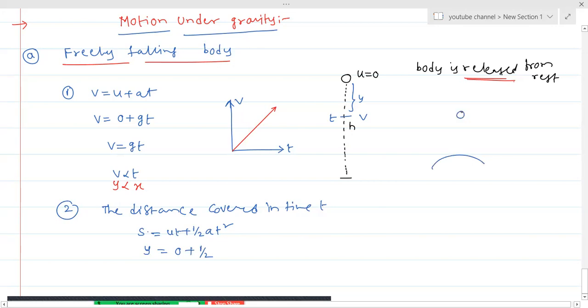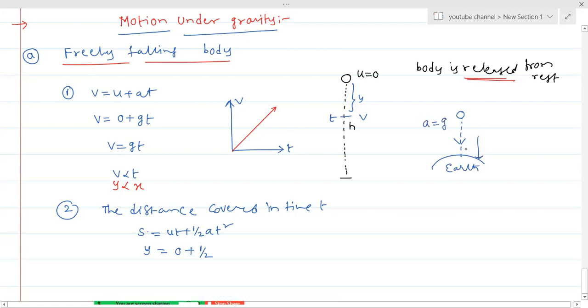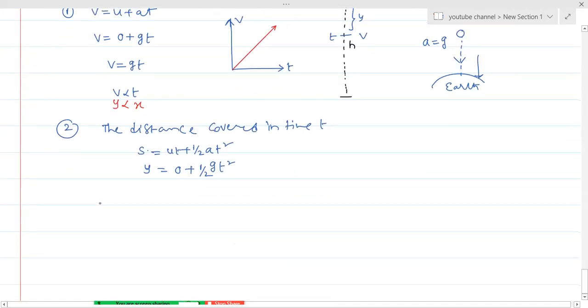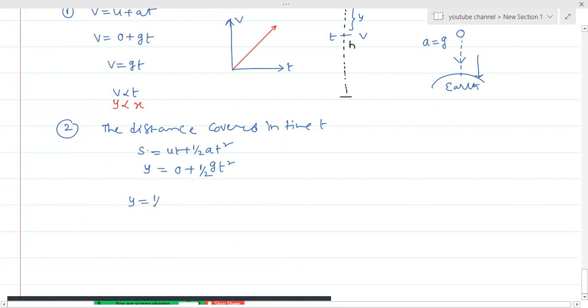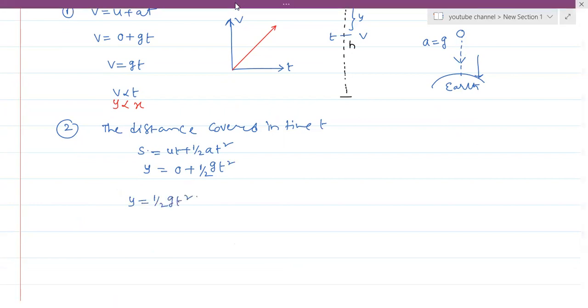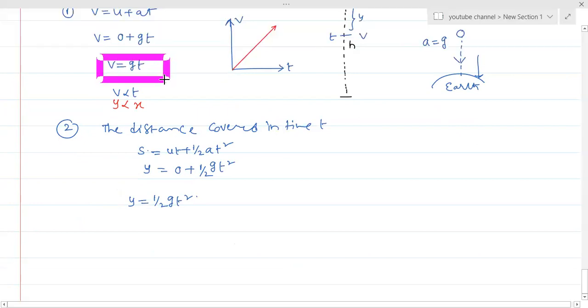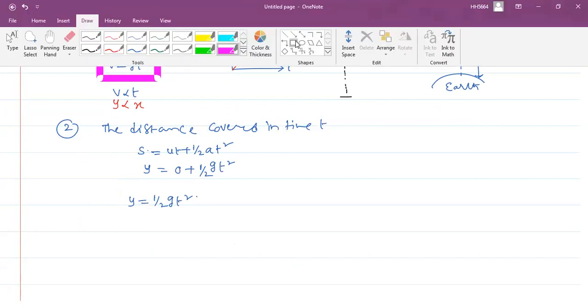So in the case of a freely falling body, we have a convention that if the body is moving in the direction of earth's gravity, that is downwards, its acceleration is taken as plus g. So we will use this notation for scalar representation. So half gt square we will use. Therefore finally we have the distance covered y equals half gt square. So these are the very famous formulas regarding the freely falling body: velocity after some time t, as well as distance covered in some time.